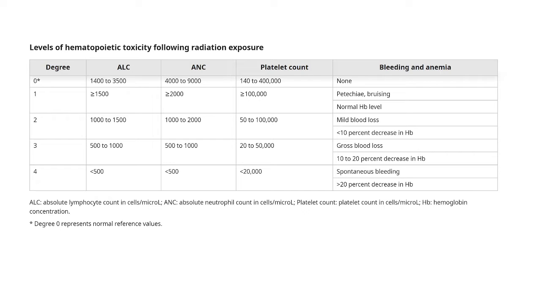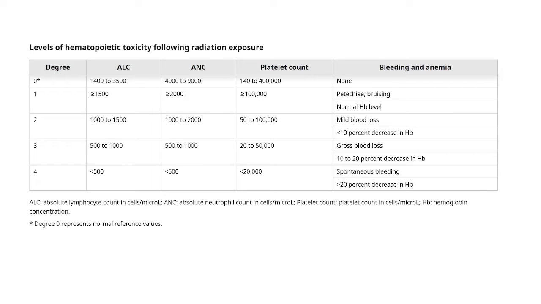like petechiae or bruising. In grade 2, the absolute lymphocyte count comes down to 1000 to 1500, and the absolute neutrophil count comes down to 1000 to 2000, and the platelet count lies between 50,000 to 1 lakh. The patient will have less than 10% decrease in hemoglobin and mild blood loss.